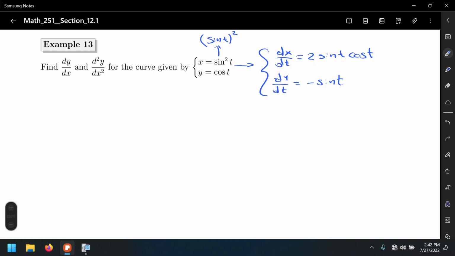Okay, let's set up the derivative dy dx, which is the quotient between the derivative of the y equation with respect to t and the derivative of the x equation with respect to t. So the derivative of the y equation is negative sine, and the derivative of the x equation is 2 sine t cosine t. All right?